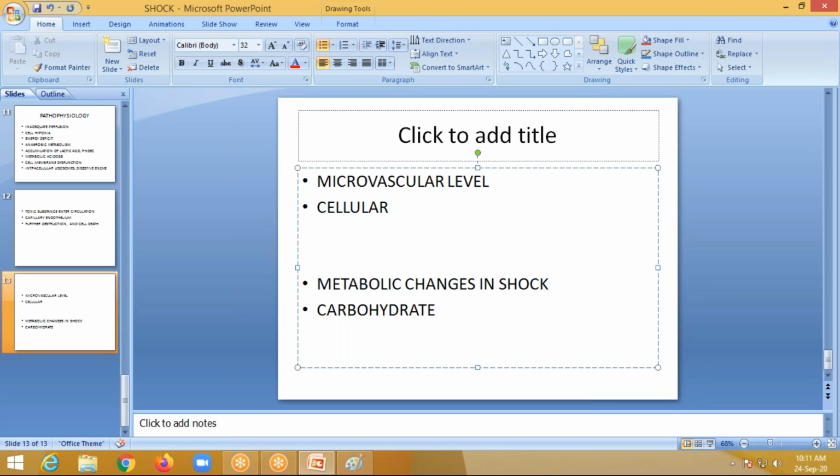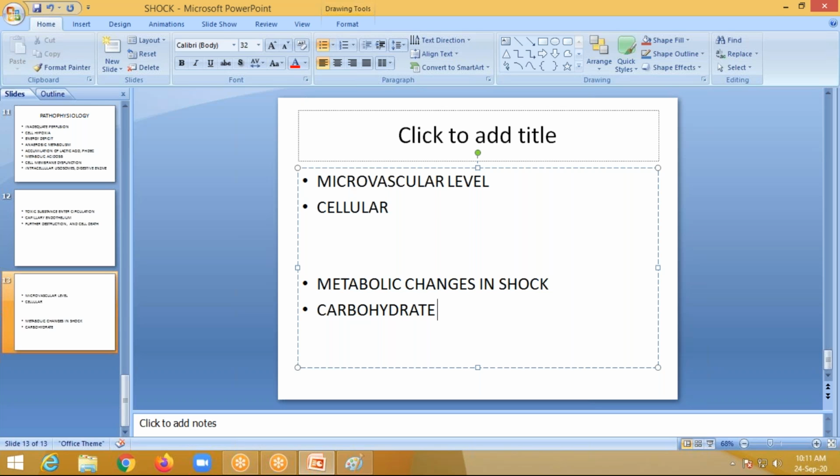In compensated shock, the body has some glycogen components in the liver. Because of this decreased production of energy, hepatic glycogenolysis is occurring, which leads to hyperglycemia, which compensates the shock. Because of this hyperglycemia, production of energy will increase. So in compensated shock, because of hepatic glycogenolysis, hyperglycemia will occur.